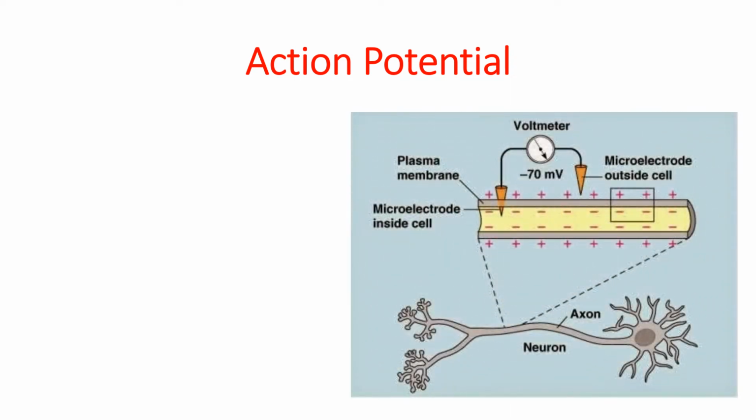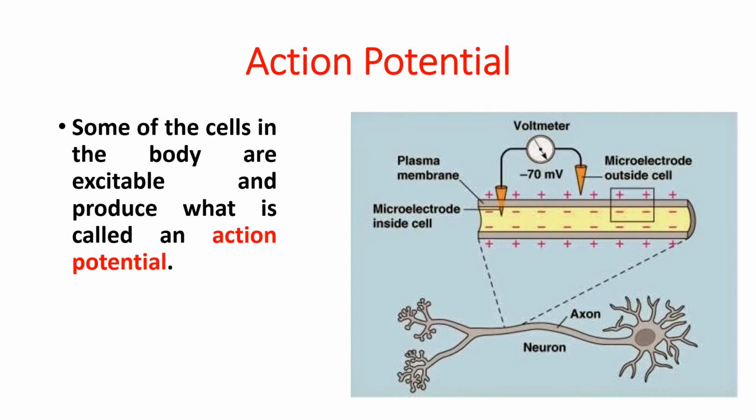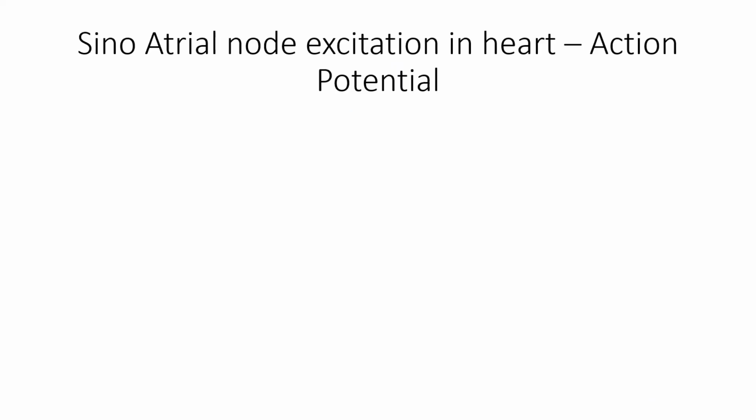Action potential. Some of the cells in the body are excitable and produce what is called an action potential, which results from emissions of these and other electric signals. From the body, these can provide vital clues as to normal or pathological functions of the organs. We are going to see sinoatrial node excitation in the heart. That is the action potential generated in the heart we are going to discuss.